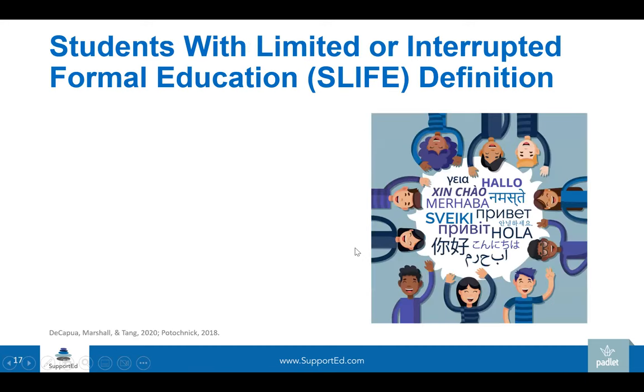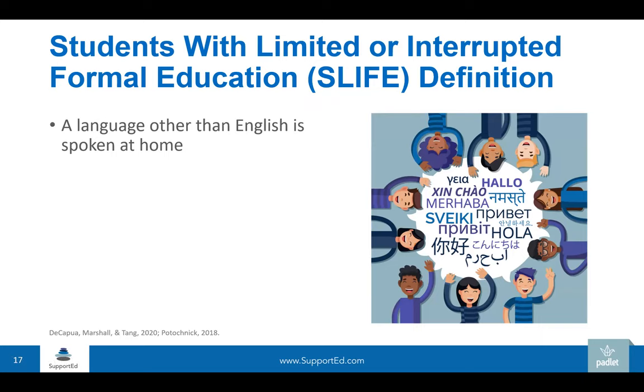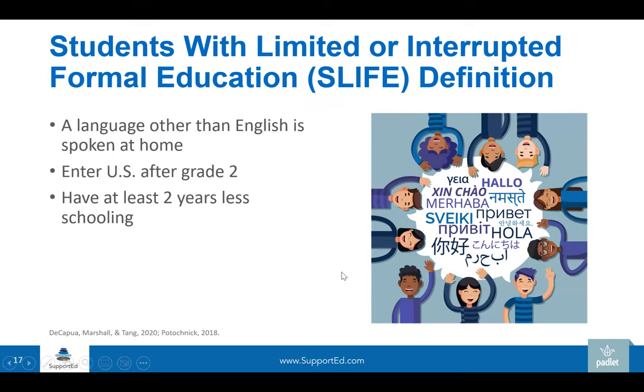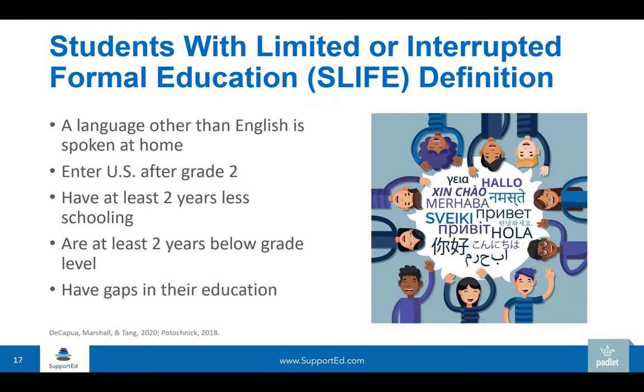And I saw that many of you were with us last time, so we talked a little bit about who our students with limited or interrupted formal education are. And so just briefly, a common definition for SLIFE are those multilingual learners who have a language other than English spoken in the home. They enter the U.S. after grade two and have at least 2 years less schooling. They're also at least 2 years below grade level and have gaps in their education.